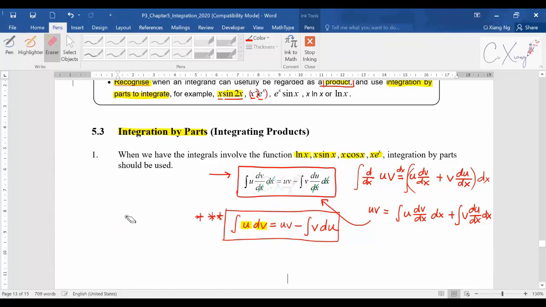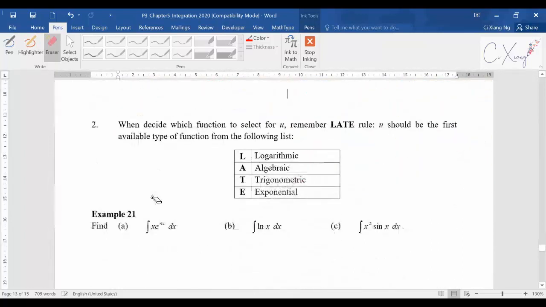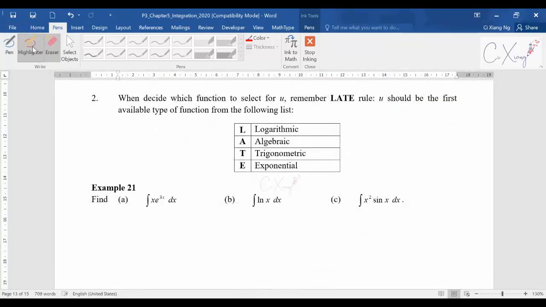Okay, now how can we decide which function is u and which one is dv? There's a rule for you to decide it. We call it the LIATE rule. The LIATE rule has four types of function here. L is logarithmic function, A is algebraic, T is trigo, and E is exponential.